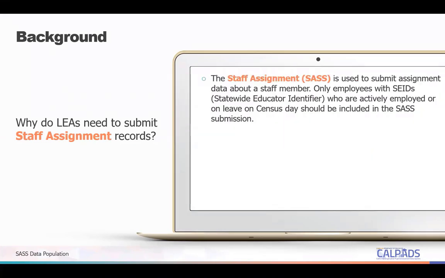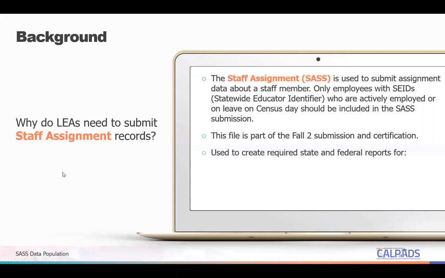Only employees with SEIDs, or statewide educator identifiers, who are actively employed or on leave on Census Day should be included in the SASS submission. This file is part of the Fall 2 submission and certification, and the data submitted is used to create required state and federal reports for staff FTE collection through the Education Data Exchange Network, or EDEN, and also used for state assignment monitoring compliance.